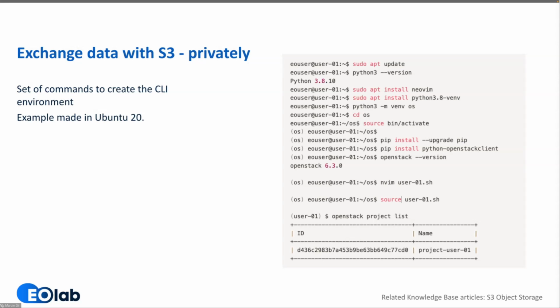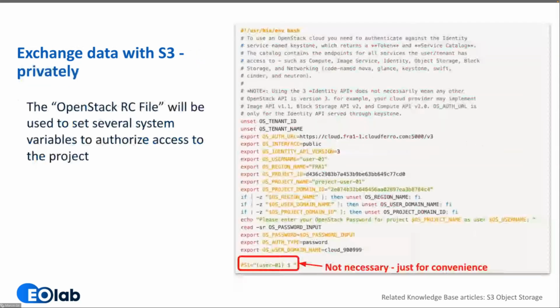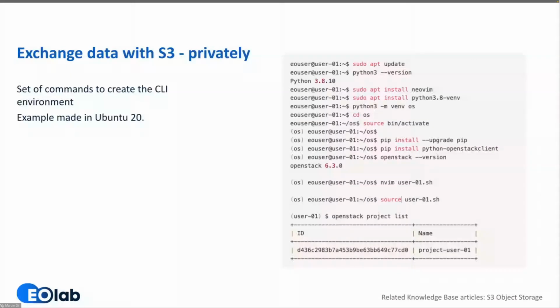steps, you install the Python virtual environment, you activate it, and you install the Python OpenStack client, which allows you to access OpenStack from the command line. Then you authorize yourself by sourcing the file which we created. The user01.sh file is this one. And after that, if you are properly authorized, the OpenStack project list command should show you the ID and the name of the project that you have access to.